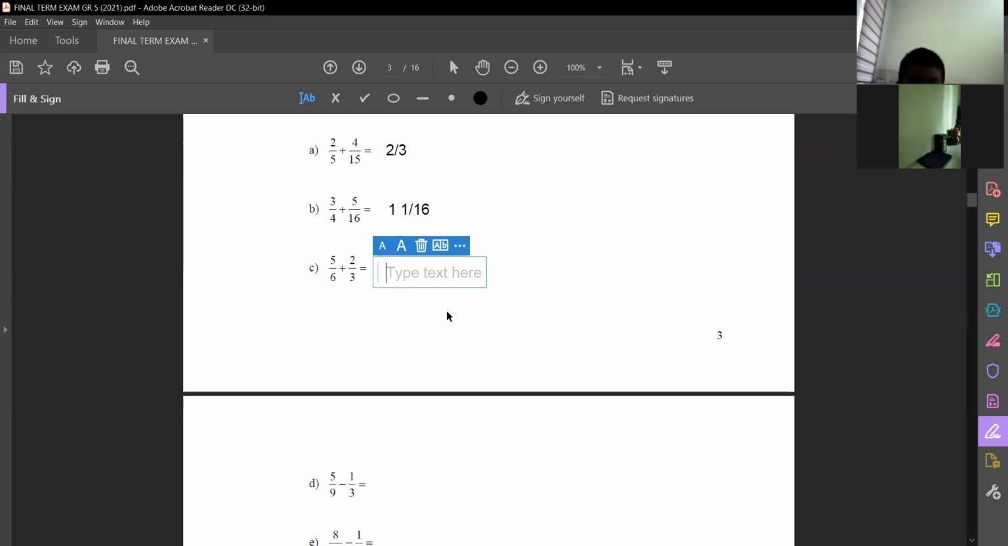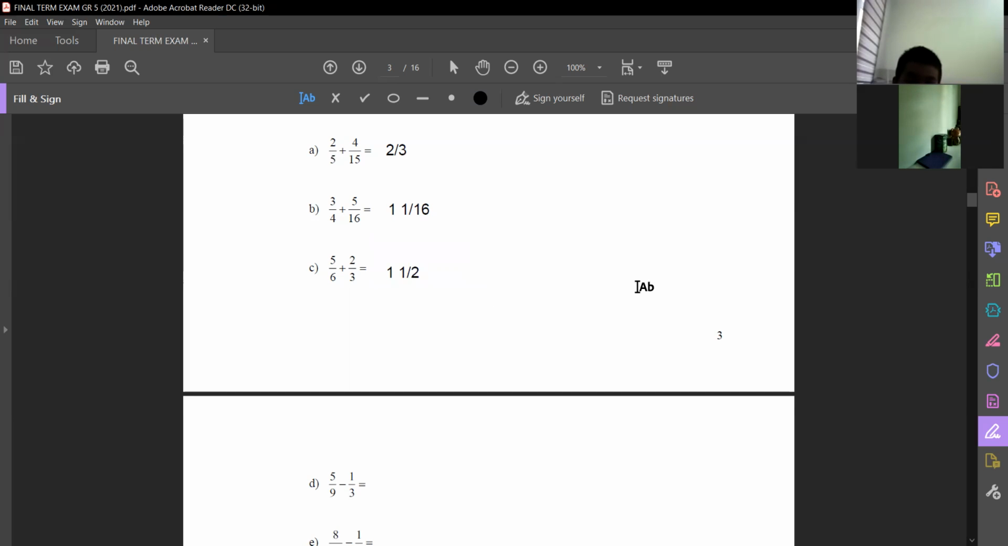How about C? 5/6 plus 2/3. It's 9/6. See, wrong. 9 over 6, this is not the simplified one. Wrong. Is it 1 over 2? No, also wrong.